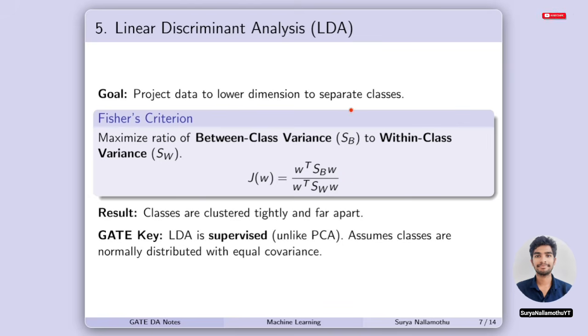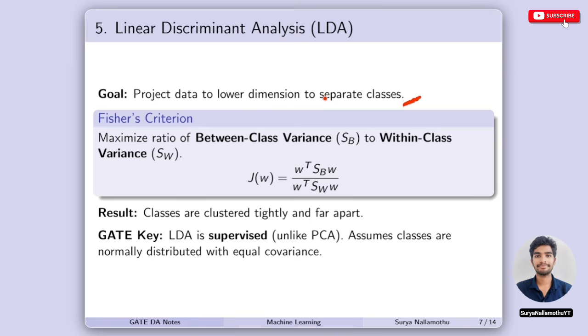Here we show that the classes are clustered tightly and far apart. It means these two classes are tightly clustered. The key point is that linear discriminant analysis is supervised, unlike PCA. Principal component analysis is used for decomposition purposes, but LDA is not like that. It helps to project the data into lower-dimensional spaces to separate the classes.